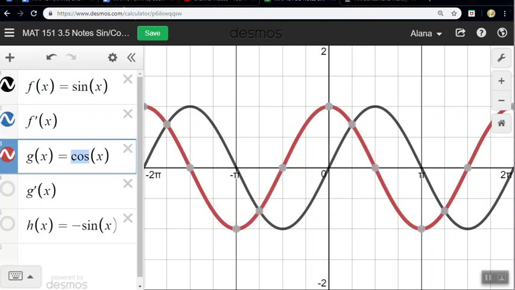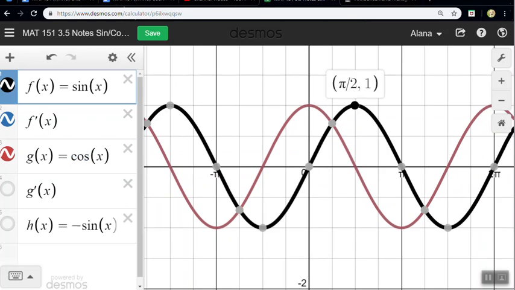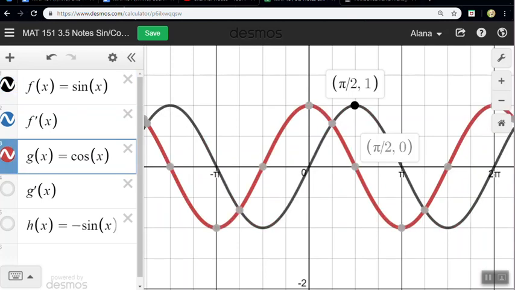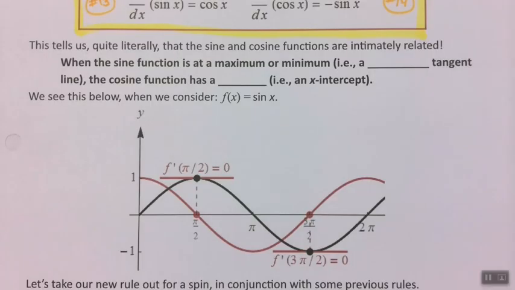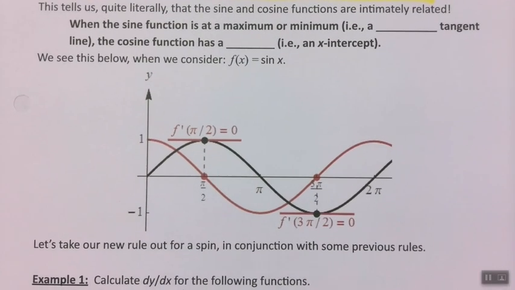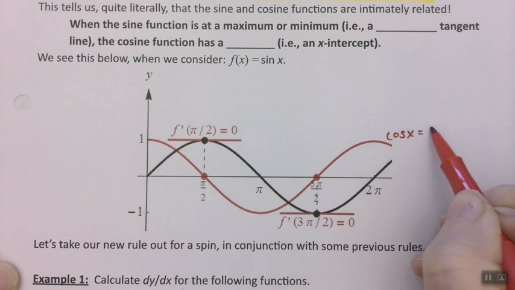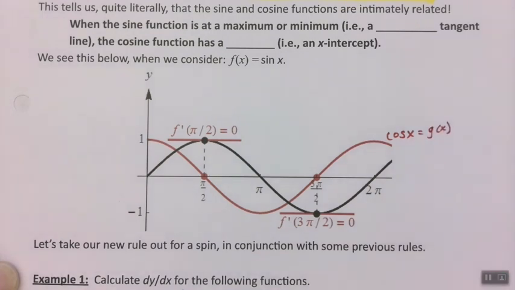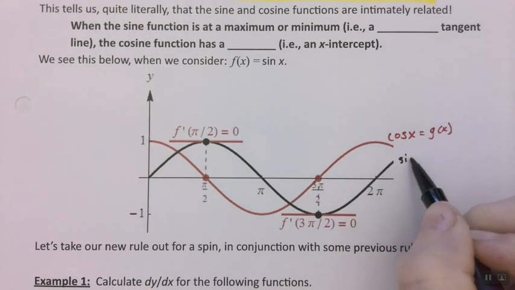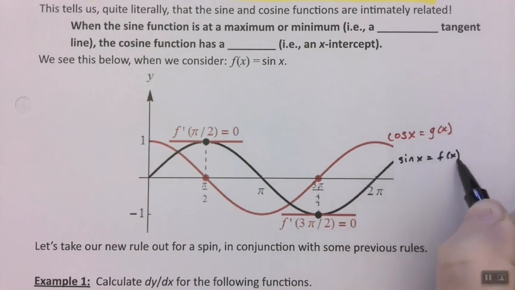So that's the first thing to notice. Now you'll also notice something else. When the sine graph has a maximum, that means that the derivative graph has a zero. So at pi over 2, for example, the sine has a maximum, so the derivative, the cosine graph, has a zero. So let me go back to right here. And I matched the colors right there to what we have here. So we have this reddish pink graph. This is cosine of x right here, right? I'll call it g of x, for example. And then the black curve right there is sine of x. This is sine of x, which is f of x.